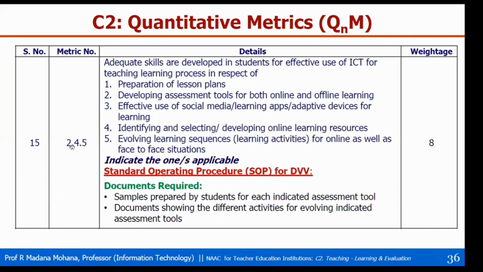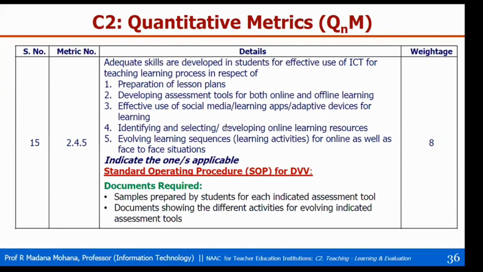Then 2.4.5 is related to adequate skills developed in students for effective use of ICT for teaching learning process in respect to the following. The first one, preparation of lesson plans. Second one, developing assessment tools for both online and offline learning. Third one, effective use of social media or learning apps or adaptive devices for learning.